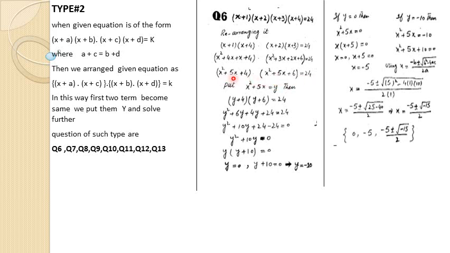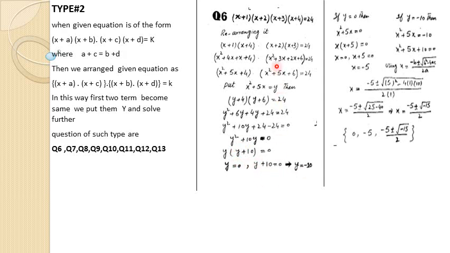So now you can see that x square plus 5x, x square plus 5x is the same. So you can substitute. Suppose y is equal to x square plus 5x. So y plus 4, y plus 6 from this equation is equal to 24. Now multiplying the brackets, you can see that this is the quadratic form. So just take the common y. So y is equal to 0 and y is equal to minus 10.